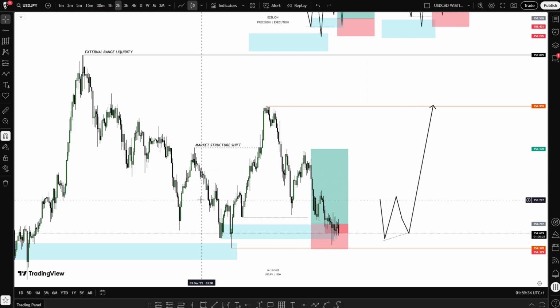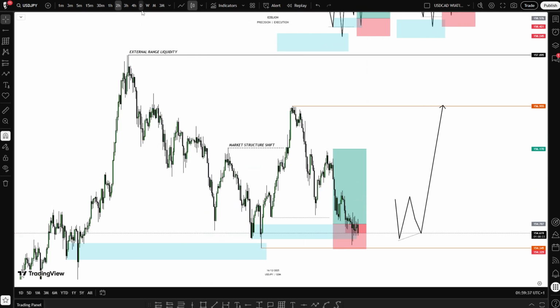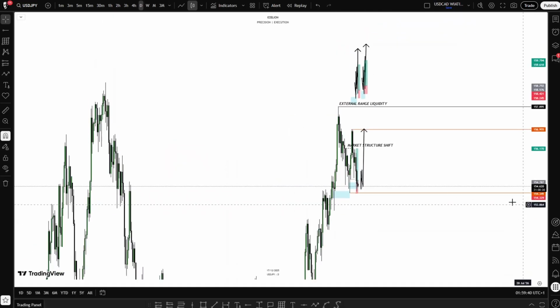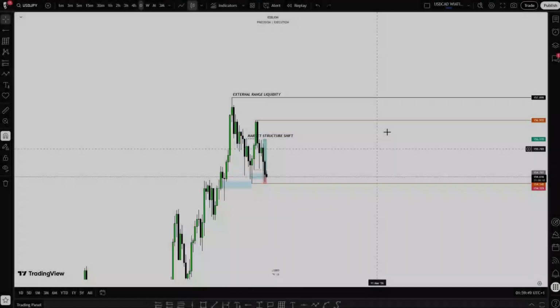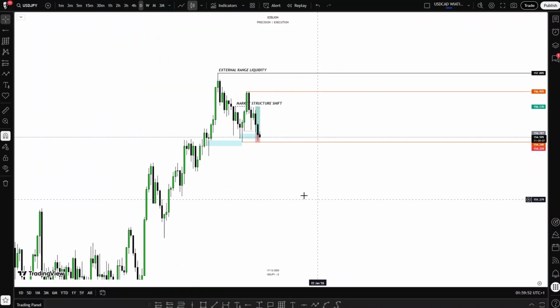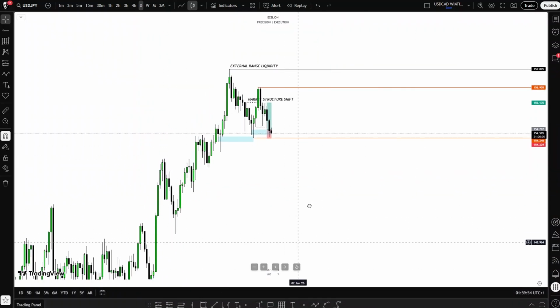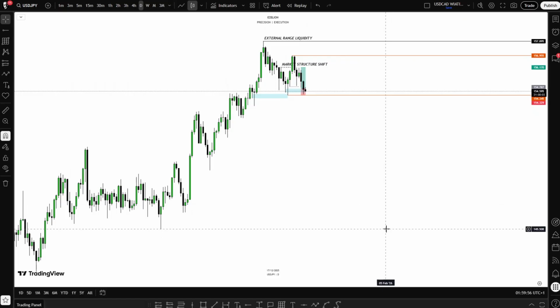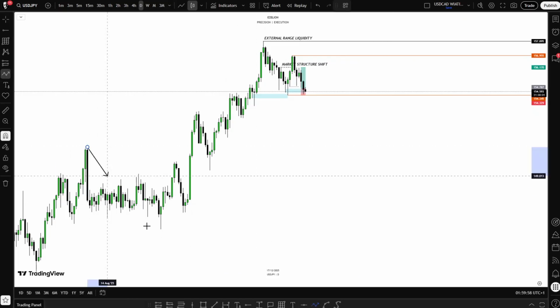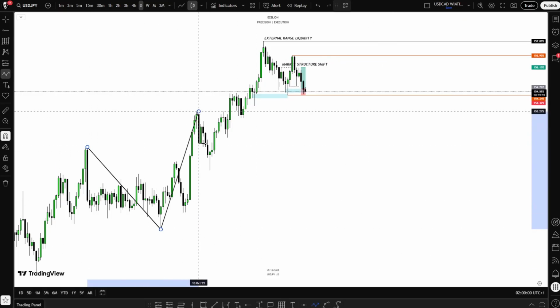Okay, let's go to the higher time frame. So this is on the 12 hour. Let's use the daily time frame. So what do we have? We have price that is bullish. Price is just bullish. So how do you know it's a bullish trend? Higher highs and higher lows. So you can say price is bullish.